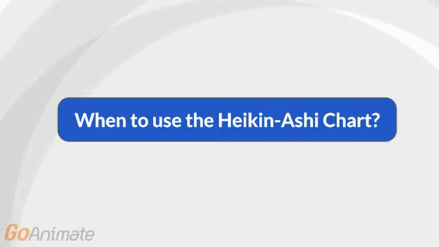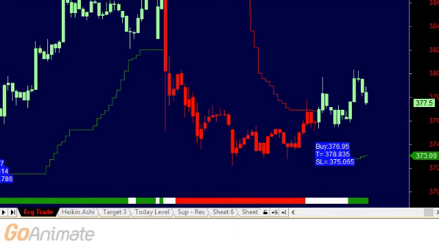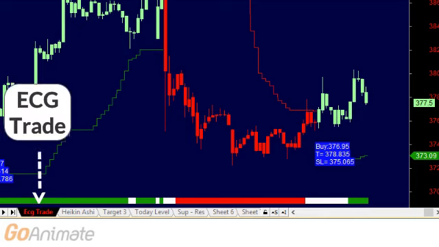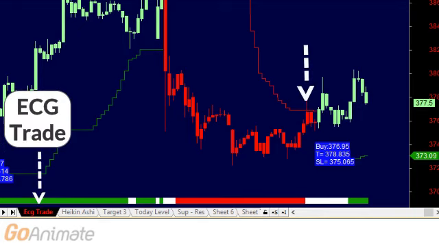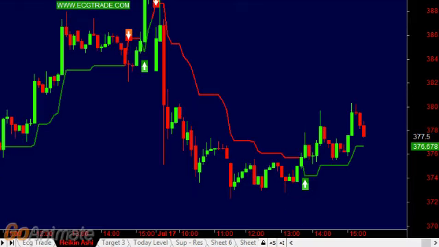When to use Heikin-Ashi chart? In the ecgtrade chart, when the stop loss line is near the candle, and the trend line is white colored, then there is a possibility of creating a new signal. At that time, you can enter the new signal in Heikin-Ashi.